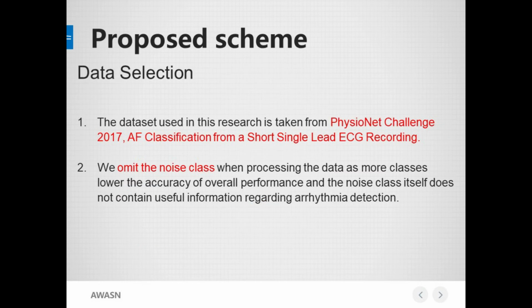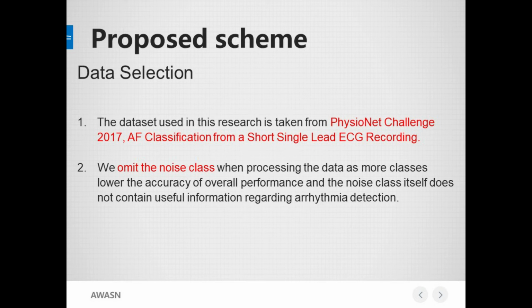Since data is a vital element for the machine learning algorithm, in our proposed scheme, we decided to get a dataset from a credible and representative website, PhysioNet. The dataset used in this research is taken from the PhysioNet Challenge 2017, AF classification from a short single-lead ECG recording, which aims to classify normal sinus rhythm, atrial fibrillation, and alternative rhythm, or noise for a single short ECG record.